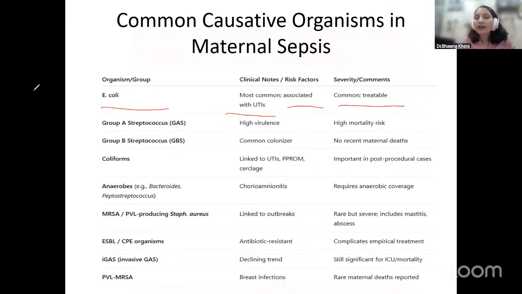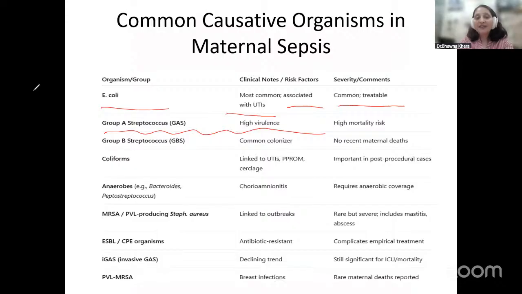which of the organisms, what was the percentage of the organisms which were extracted out in the culture. So that one was again showing the E. coli. So for now, for your exam answers, you can talk about E. coli as the most common cause. But remember the highest virulence, or particularly if the patient is in the ICU, or if the patient is deteriorating, then your answer is GAS.